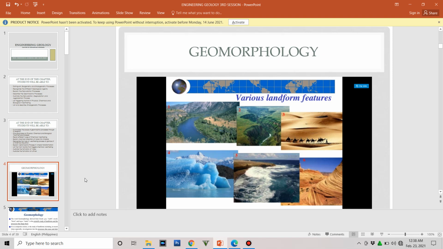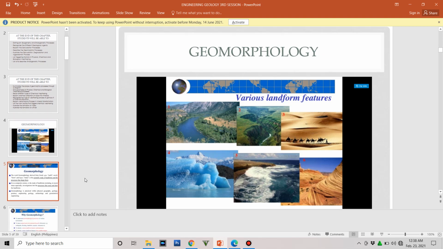So as you can see in the slide, there are various or limitless geomorphic features or landforms on Earth, and that is actually because of the geomorphic process. Well, geomorphology is the study of the nature and origin of landforms, particularly of the formative processes of weathering and erosion that occur in the atmosphere and the hydrosphere.